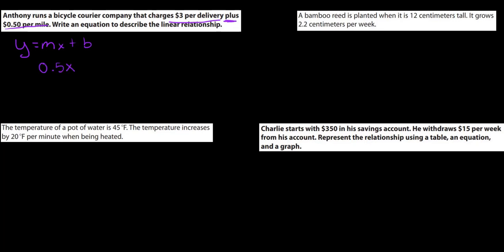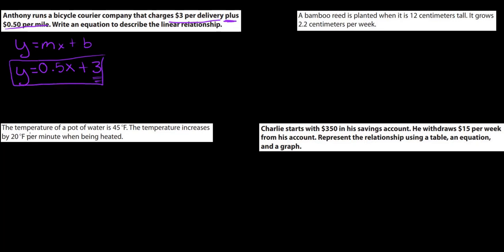Okay, so depending on the amount of miles I have, x, they're going to charge me 50 cents. I already know that I'm automatically going to be charged a $3 fee. It doesn't matter how many miles the delivery is, I'm still going to have to pay that $3. That is my fixed cost. That is my constant. That does not change. So now my equation is going to be y equals 0.5x plus 3. This will be my final answer.